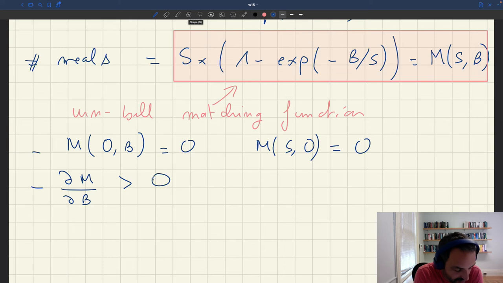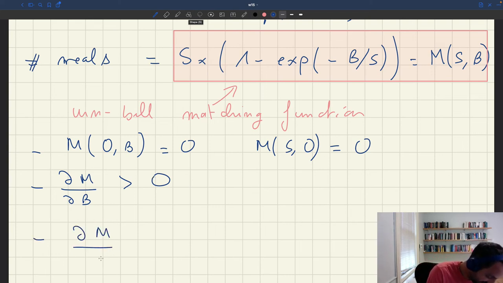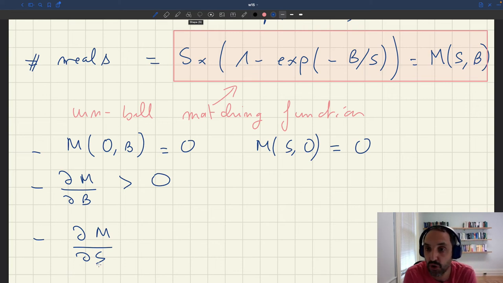So that's just by using the result that we know from compound function. Now, what happens when the number of sellers go up? Well, this is a bit trickier because, of course, when S goes up, the matching function tends to go up because S is in front of everything.